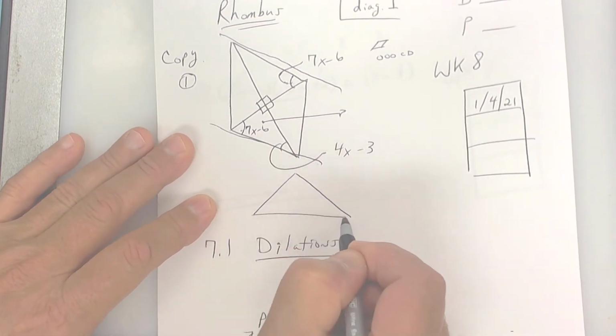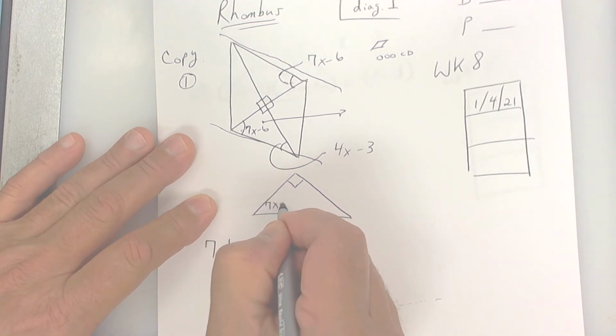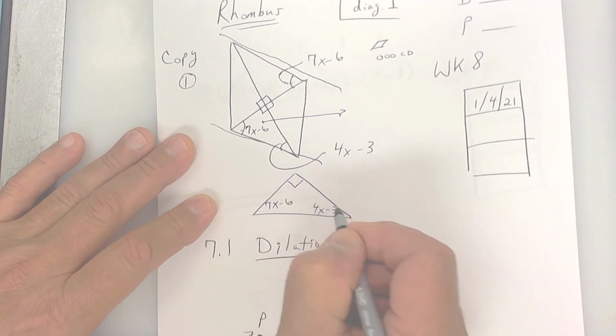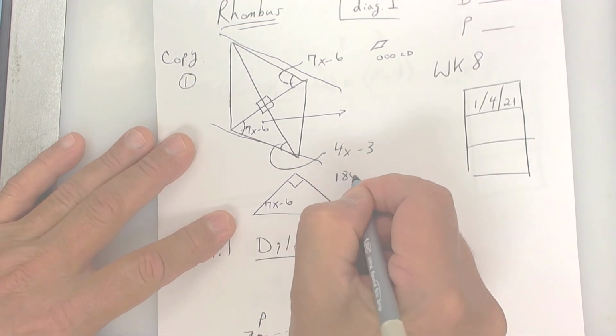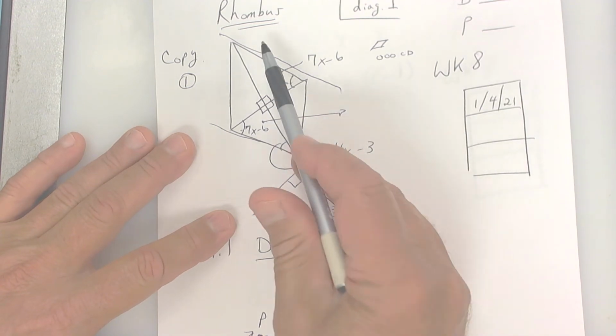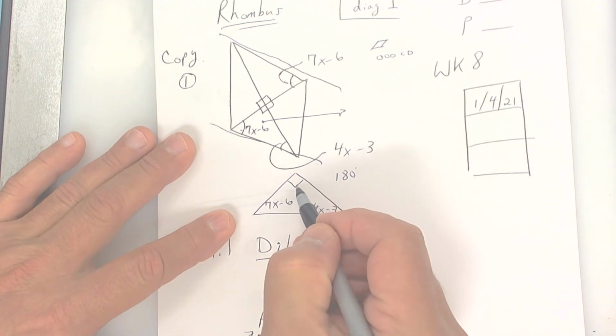And we know it's a rhombus, so we know this one is 90 degrees. This one is now 7x minus 6. This one is 4x minus 3. You know that every triangle adds up to 180. Without knowing that these are 90 degrees because it's a rhombus, you really can't work this one. But we do know it's 90 degrees.